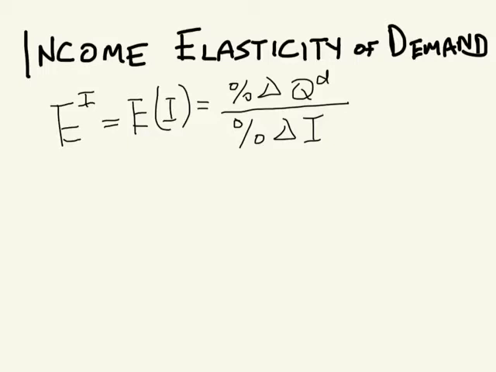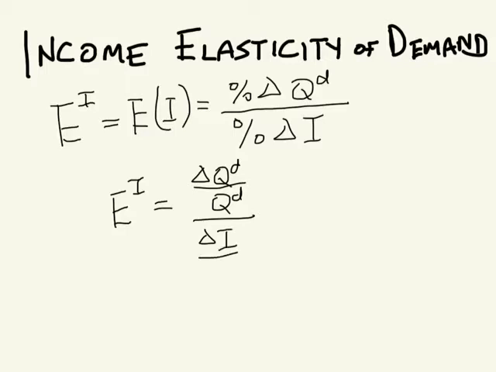And just as you might imagine, very similar to the price elasticity of demand, sometimes it's convenient to look at this one as the proportionate change in quantity demanded divided by the proportionate change in income. These little deltas mean change in. So we've got the incremental change in quantity demanded divided by the level. Usually we use just the initial level of quantity demanded. Incremental change in income divided by the level of income.